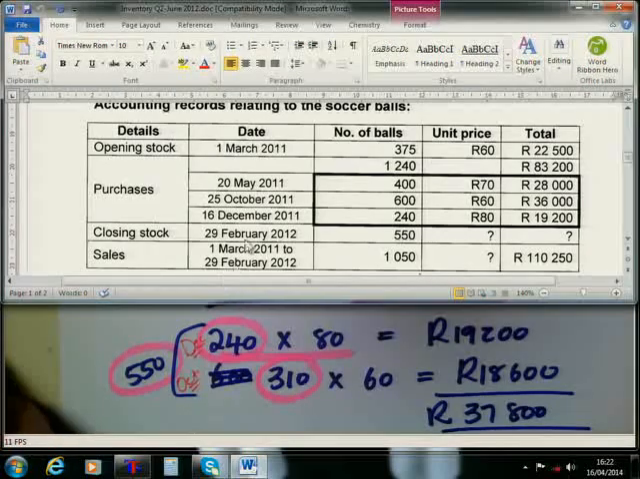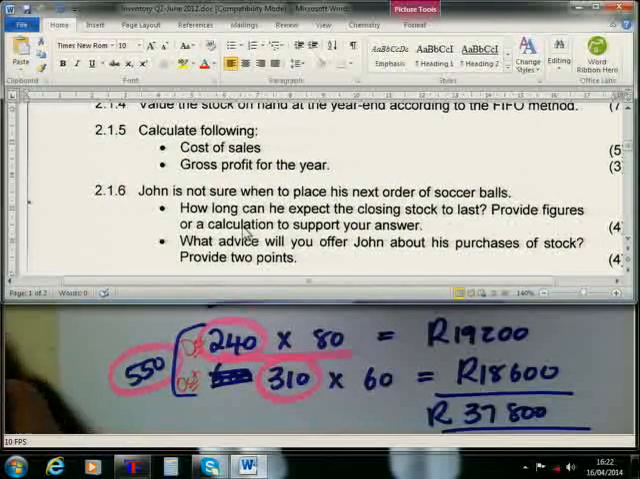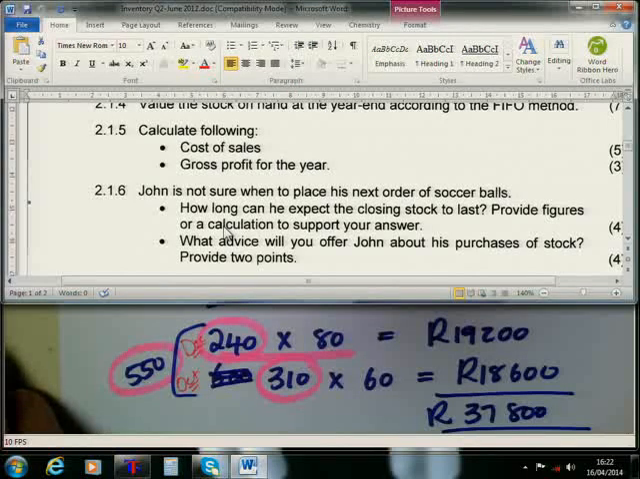The next question is 2.1.5. Calculate the cost of sales and the gross profit for the year.